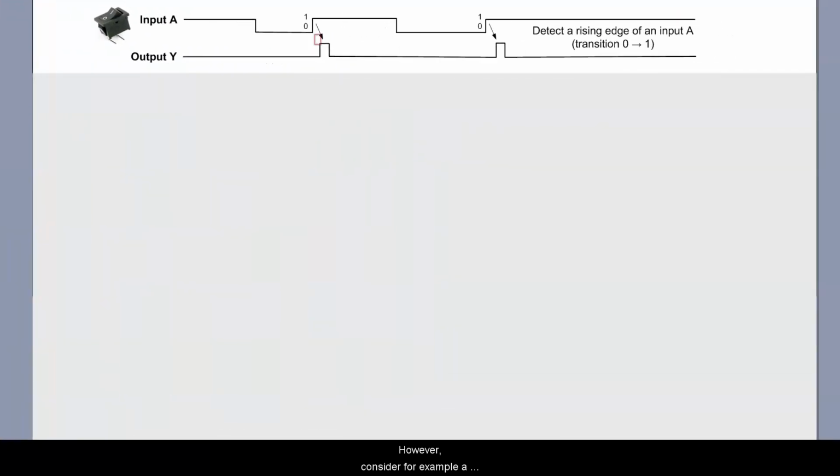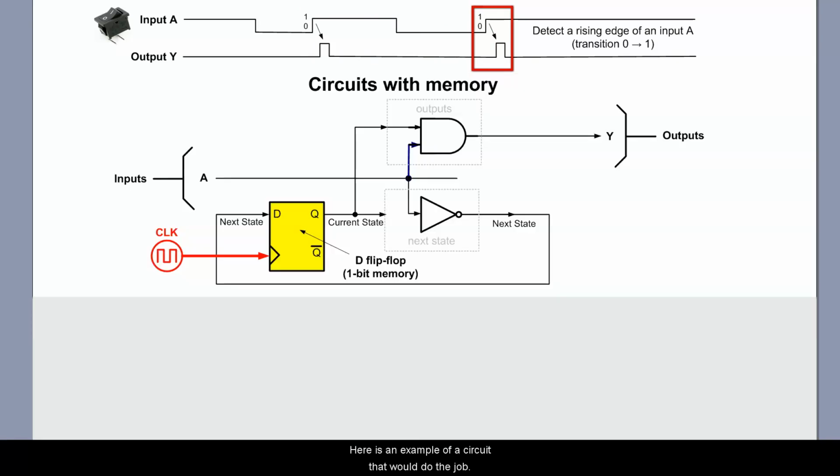However, consider for example a problem of detecting a rising edge of a digital input A. That is, we want the output Y to go high only when the input A changes from 0 to 1. Such a problem cannot be solved with any purely combinational logic, because the circuit obviously needs to remember the previous state of the input A. Here is an example of a circuit that would do the job.